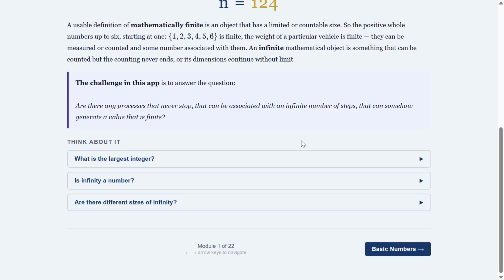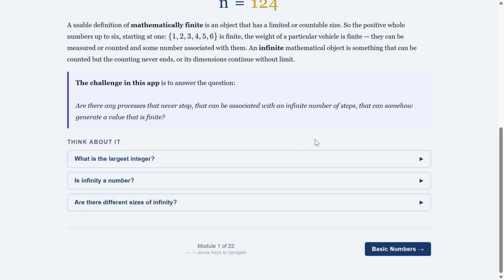So what we're trying to understand, discover and explore, are there any processes that never stop, such as adding a number, that can be associated with an infinite number of steps that can somehow result in a number or value or answer that is itself finite? And that seems a contradiction. How can we have an infinite process, we keep on doing a particular action, and that somehow the answer will be finite?